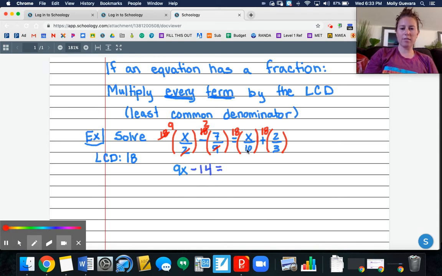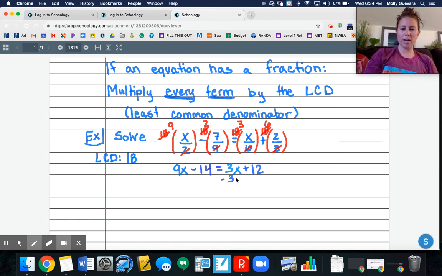Here I have 18 divided by 6, which is 3. So 3 times x is 3x. And then the last one, 18 divided by 3 is 6. And 6 times 2 is 12. Okay, and now I have an equation that is easily solvable and it no longer has fractions.